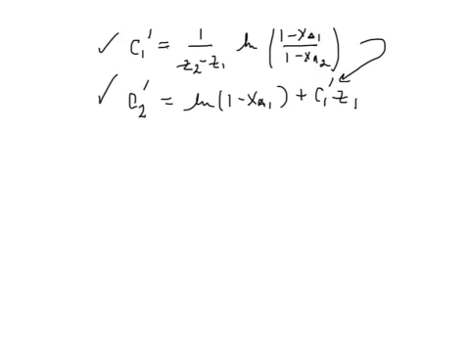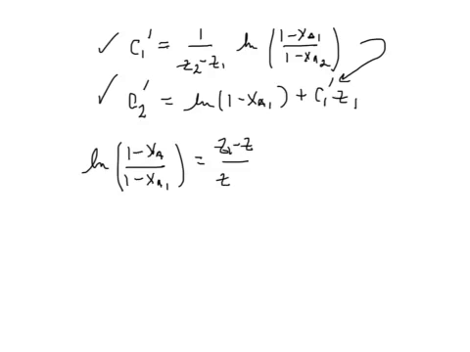Then both of those constants are put back into our original solution for the concentration profile, and therefore we can easily show that the profile would look like this. Log of (1 minus XA over 1 minus XA1) is equal to (Z1 minus Z over Z2 minus Z1) times the log of (1 minus XA1 over 1 minus XA2).